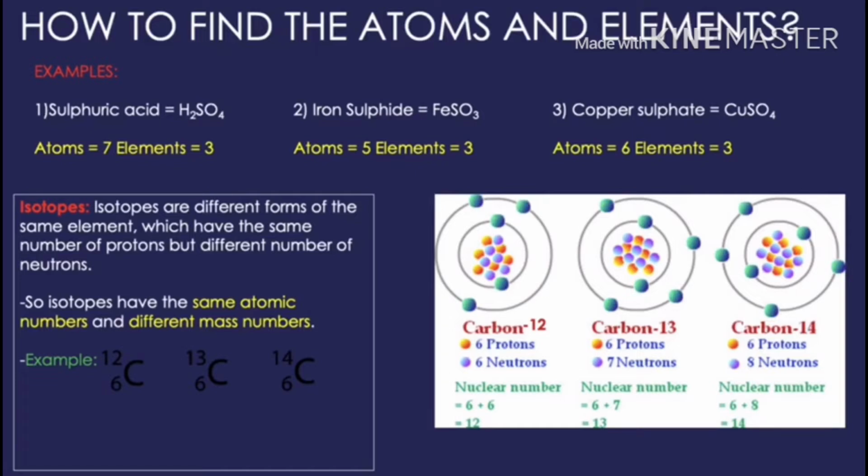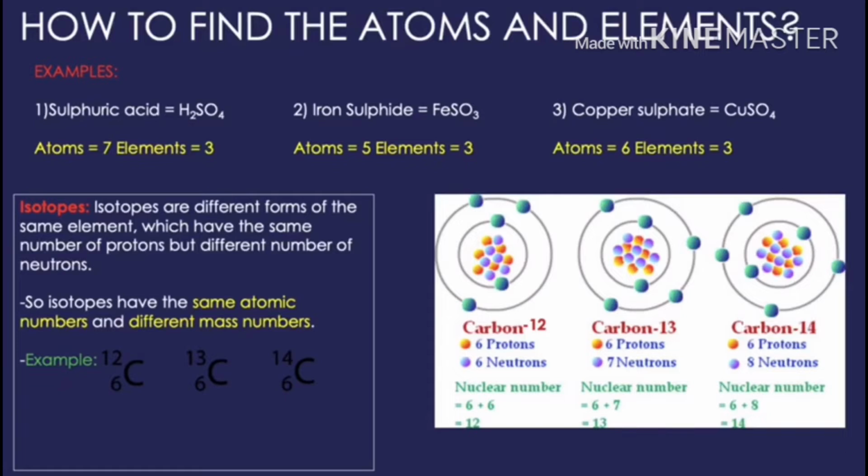And now we're going to have a look at how we can find the atoms and elements in a given compound. For example, the first one, sulfuric acid. It's represented as H2SO4. So if we're looking at how many atoms sulfuric acid has, it's got 2 atoms of hydrogen, 1 atom of sulfur, and 4 atoms of oxygen, which means the total number of atoms sulfuric acid has is 7. And the number of elements sulfuric acid has is 3, because there's hydrogen, sulfur, and oxygen. So it's just looking at the elements that can be found on a periodic table.